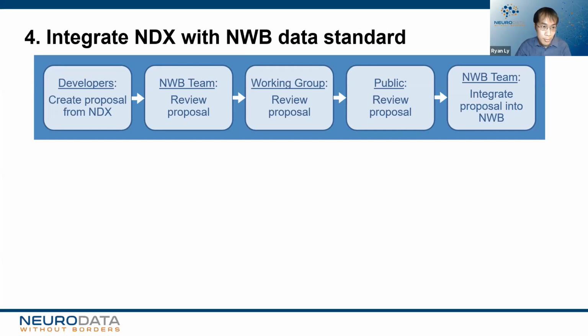The basic steps are to first create a proposal from an existing NDX in the catalog, and then it goes through 3 different phases of review. One, a technical review by the NWB team. Then we create a working group of specialists in the field to review the extension. And finally, it is openly publicized and reviewed by the public. If the extension passes review, then it will be integrated into the next version of NWB. And in that way, NWB is built and enhanced and curated by the community for the community.